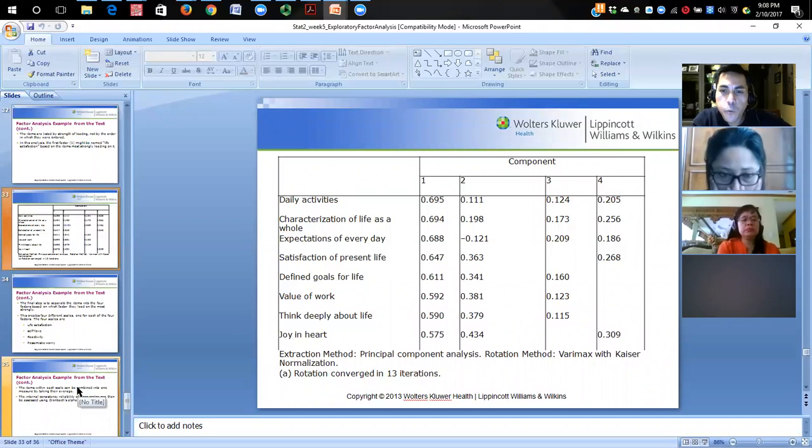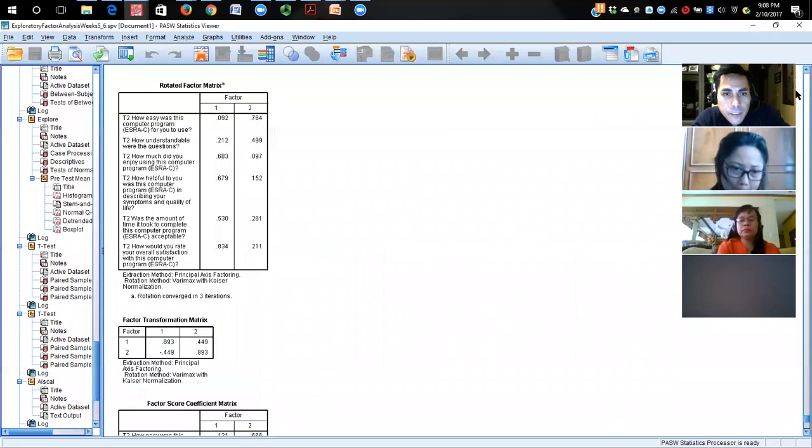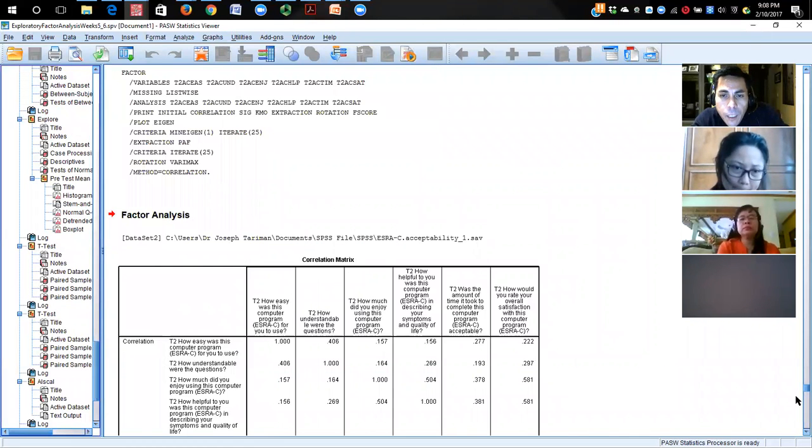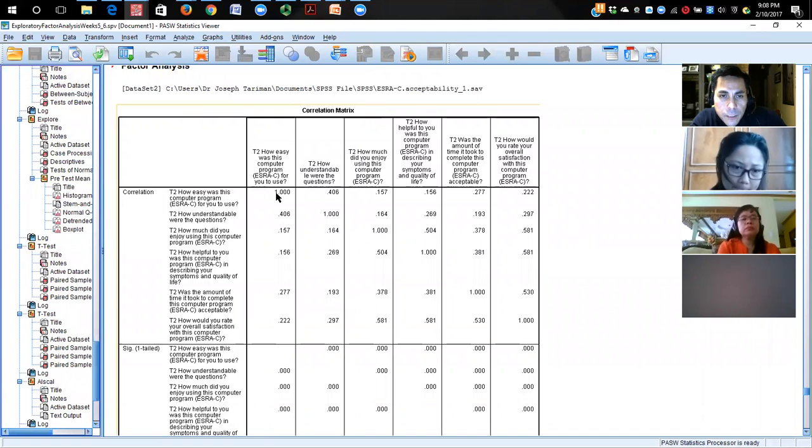So let's do a quick look at the acceptability scale. Right here, the first printout would be the correlation matrix. And as I covered last week, let's go through this very quickly. How easy was the program and how easy was this program? We'll have a 1:1 correlation, but what's important is to look at the correlation of the item to the other items.